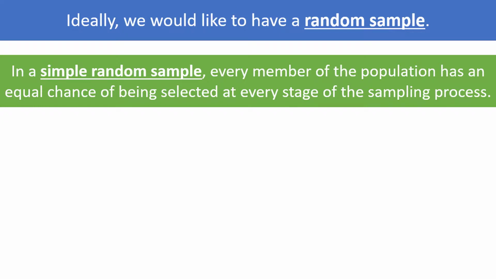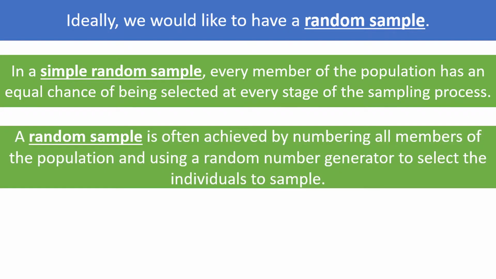There are many ways to get a random sample, but one method is to number all of the members of the population and use what is called a random number generator to select the individuals to sample. Scientific calculators and computer software, including Excel or R, contain functions to generate random numbers.